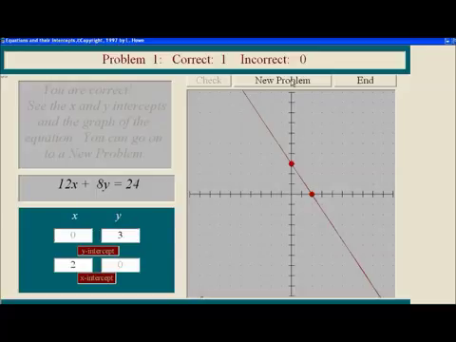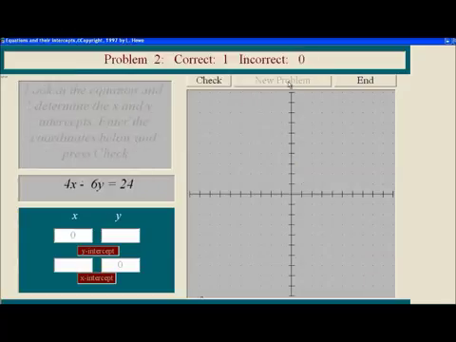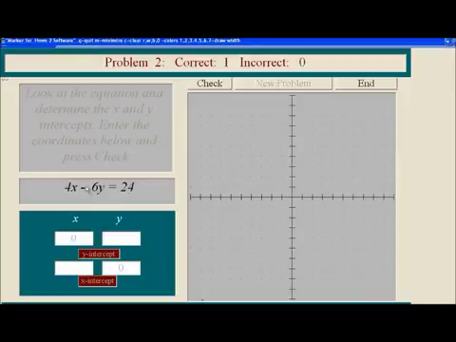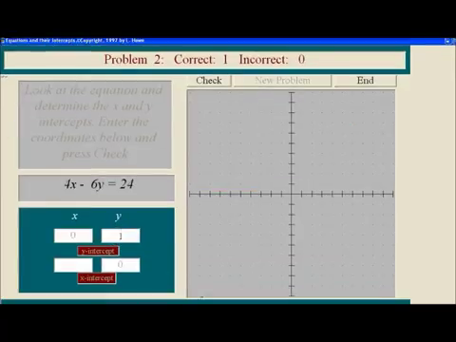Let's do another problem. I think with another one, we should be home free. Let's pretend that x is 0. If x is 0, he wipes out. And negative 6y equals 24. It looks like y would be negative 4. Let's just put that in, negative 4. And I'll bring the marker back up.